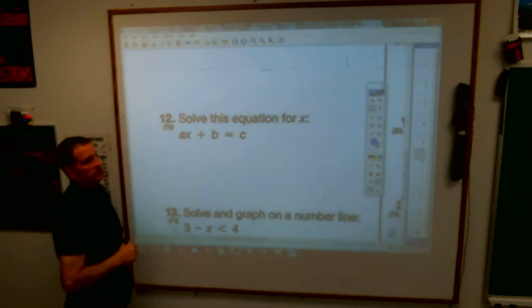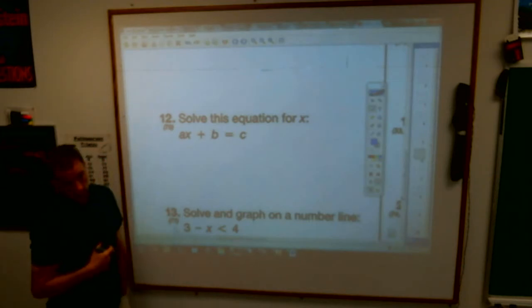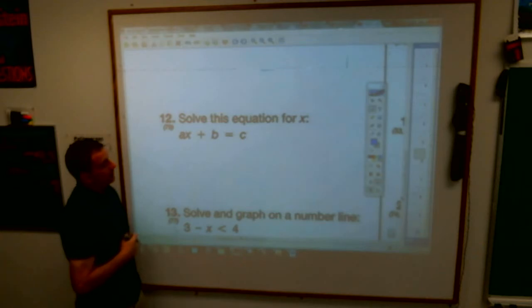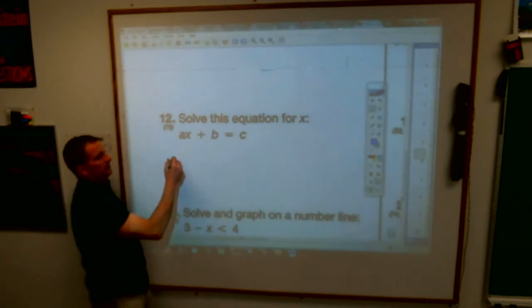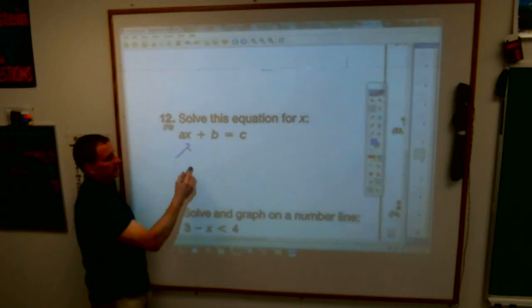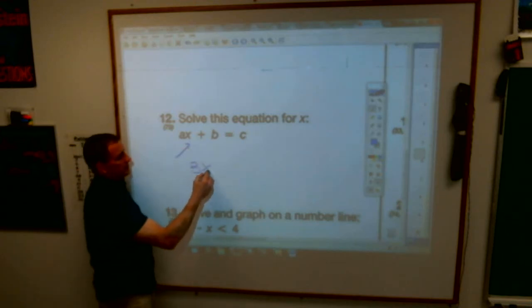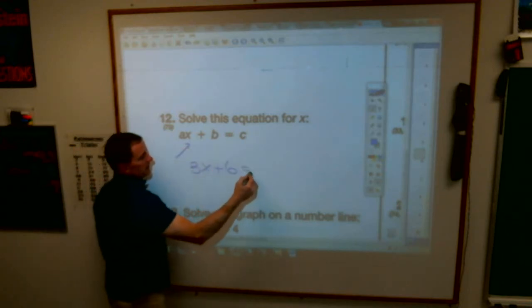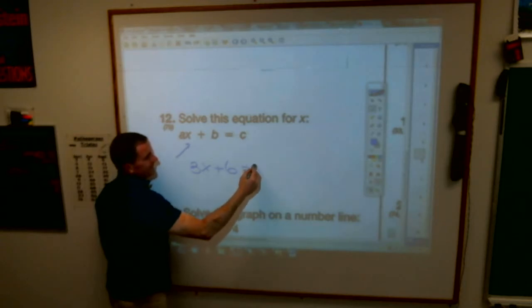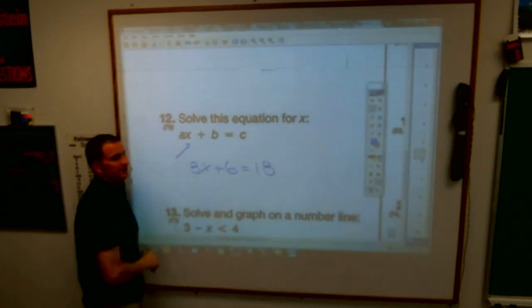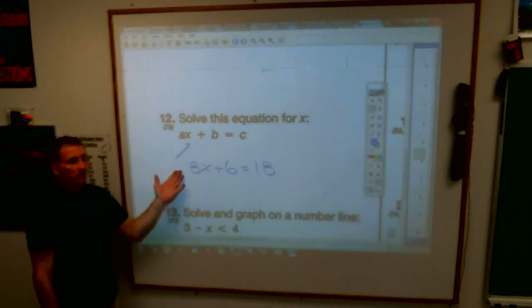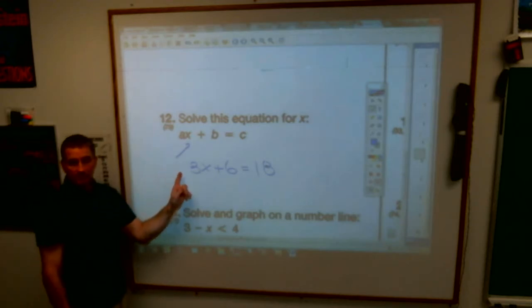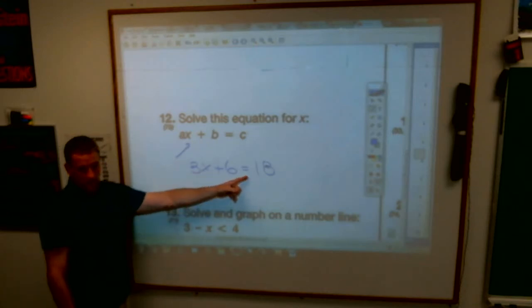Here is what I always tell people. This is done the same exact way you would do something like this. What if it was 3x plus 6 equals, I don't know, 18? You follow the same exact steps. What would be the first thing you do on this one? Subtract 6. Yeah, you take the 6 away, right?